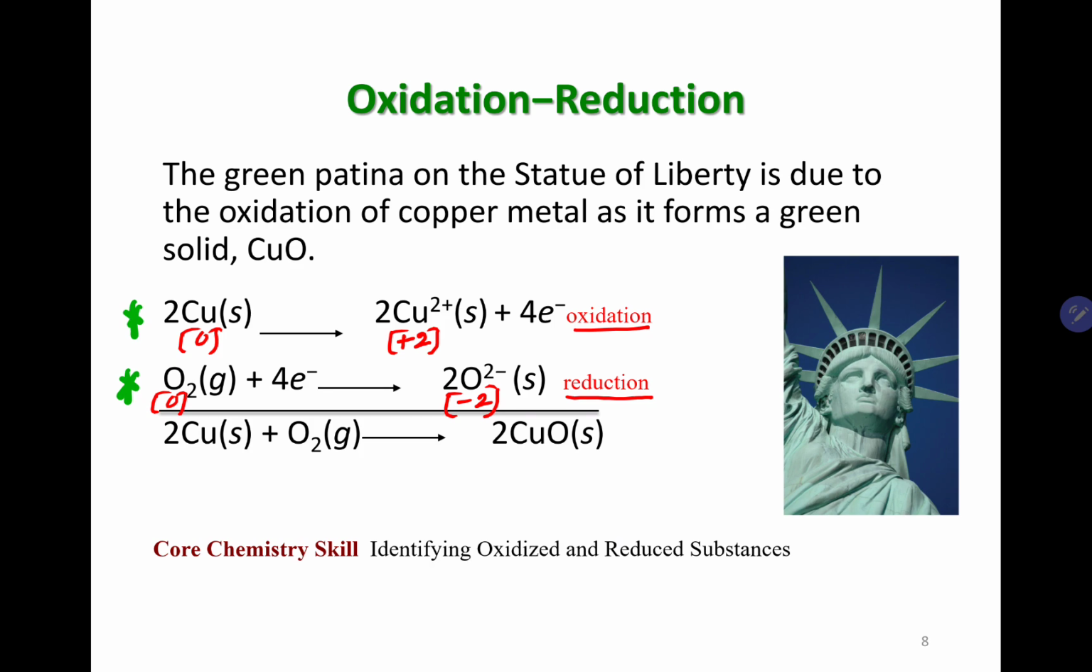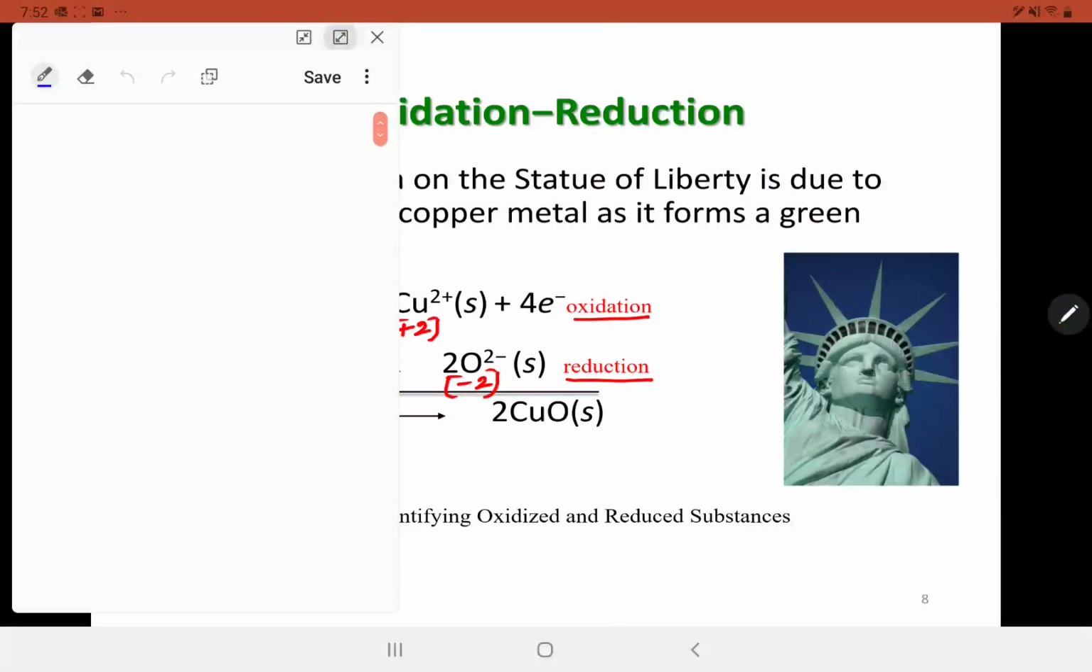By adding these two half reactions together, you can obtain the complete reaction, or the full reaction. So I'm going to take a notepad and rewrite this reaction and explain how to write them. The first thing that you have is copper metal oxidizing into copper 2 plus ion. So this is the oxidation half. How do we know that it is oxidation?